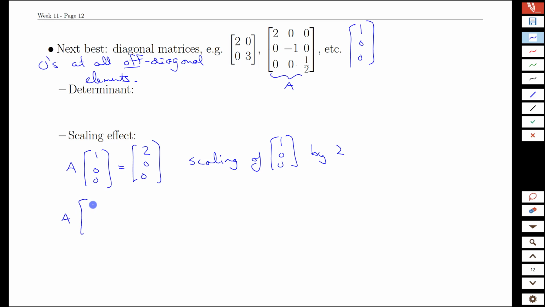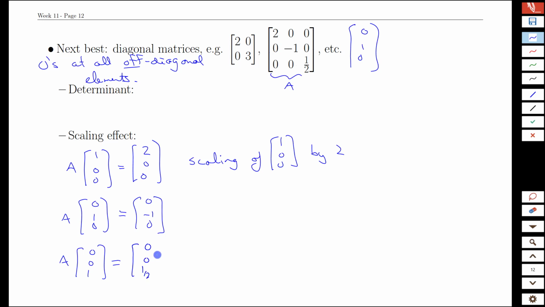If we take A times 0, 1, 0 and A times 0, 0, 1, I bet you can predict by the pattern we just saw what that's going to lead to, but let's confirm. Multiplying by the second natural basis vector here, we're going to get -1. Well, in fact, we know this, right? Because the columns of A are the image of the basis vectors. So in fact, we know the transform of the last one's also going to be the third column here.